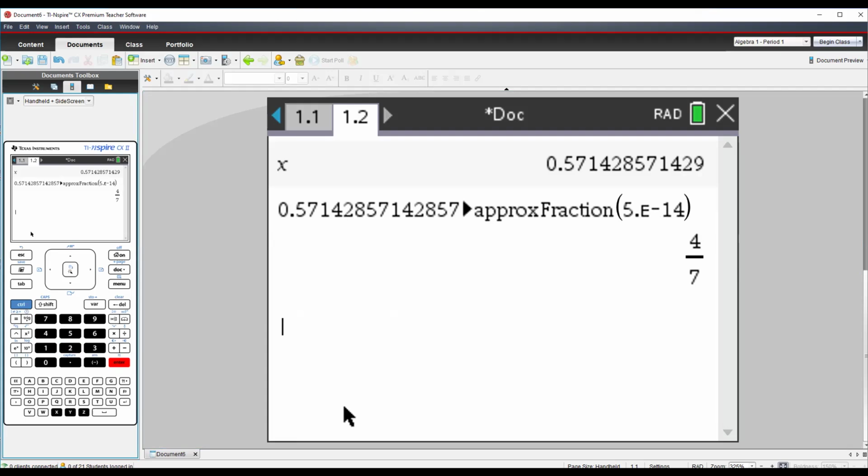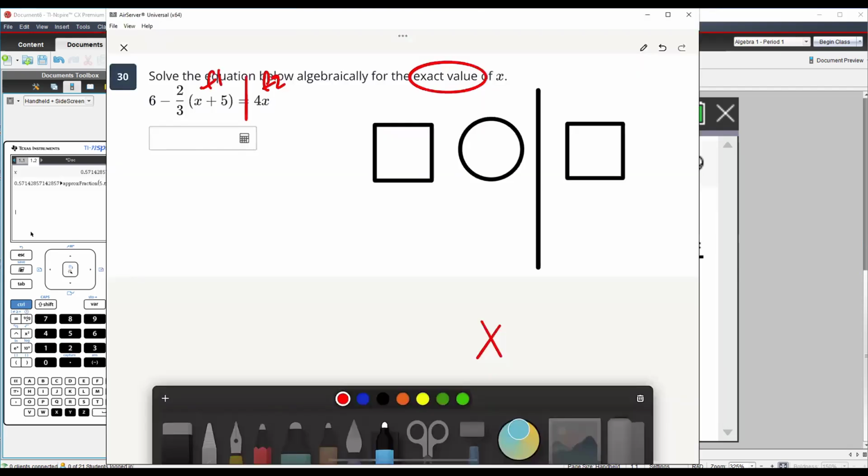So now that I know the answer, I can write that down here. x equals 4/7. Now I'm going to do the algebra. Let me knock that out. The very first thing I want to do is get rid of the parentheses by distribution. So negative 2/3 times x is negative 2/3 x. And then negative 2/3 times 5 is going to be negative 10/3. And don't forget my 6 over here.